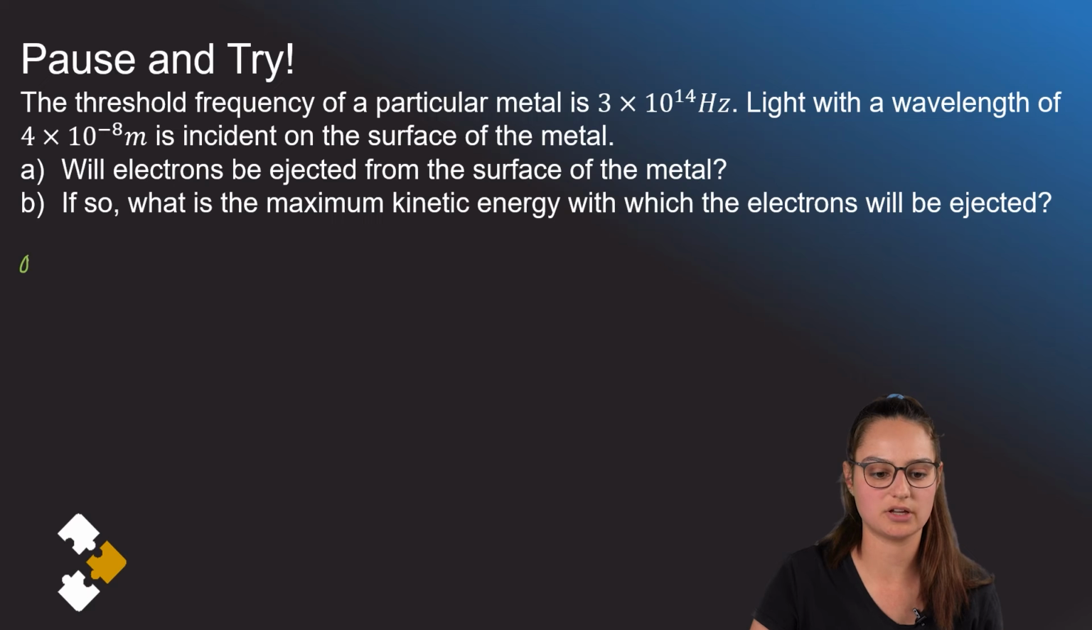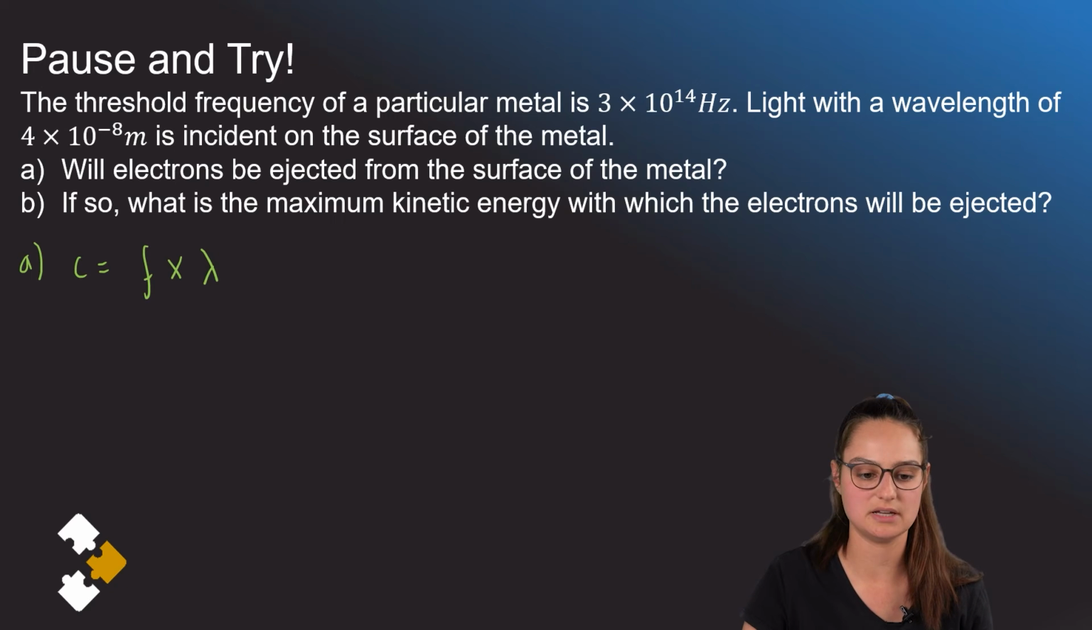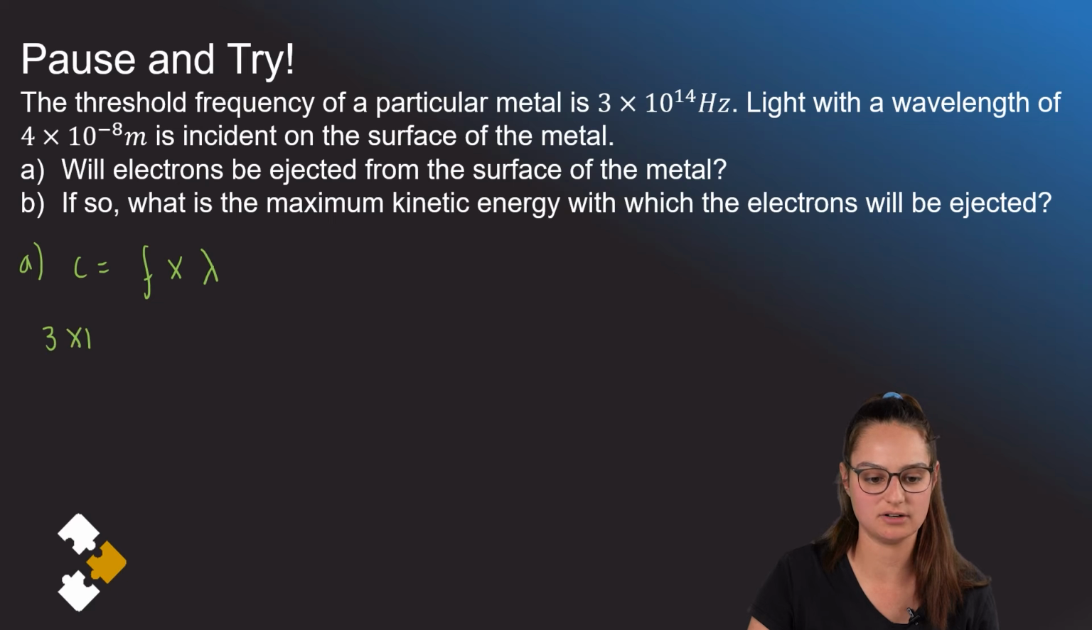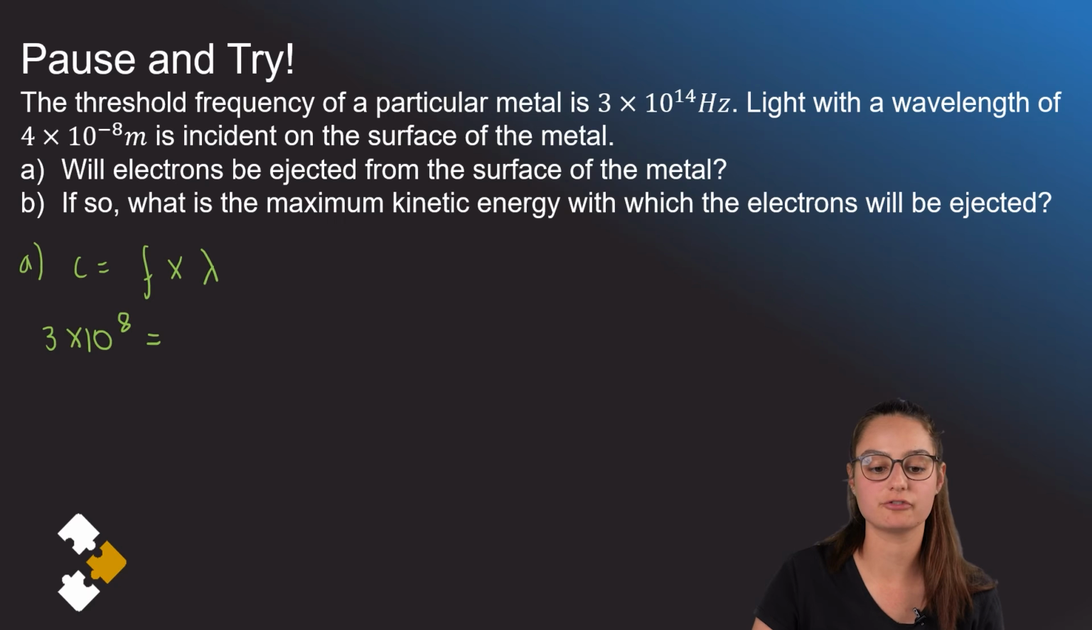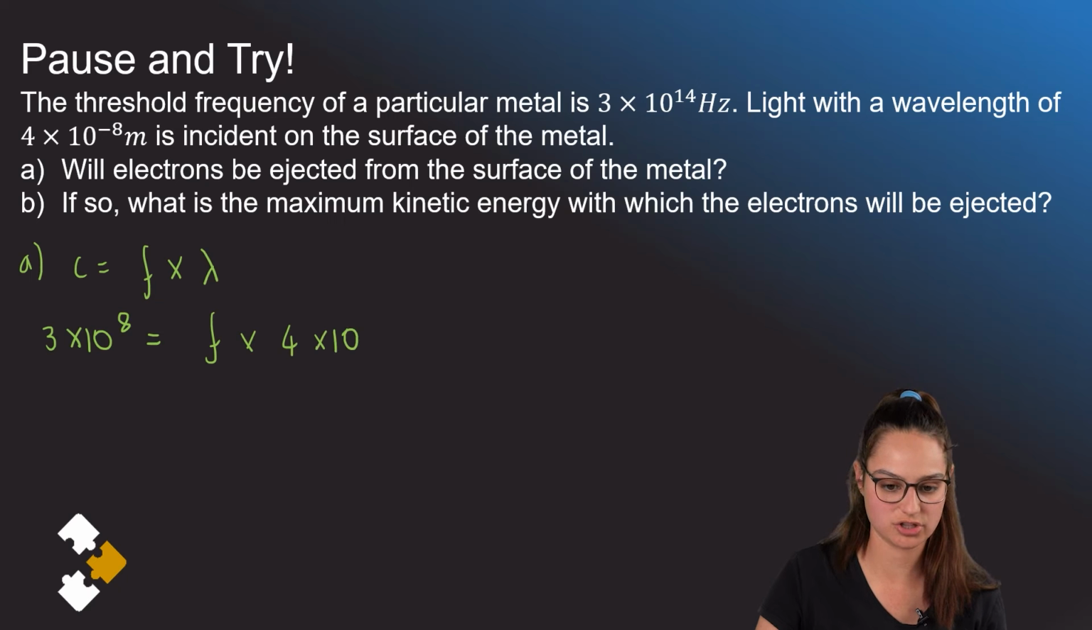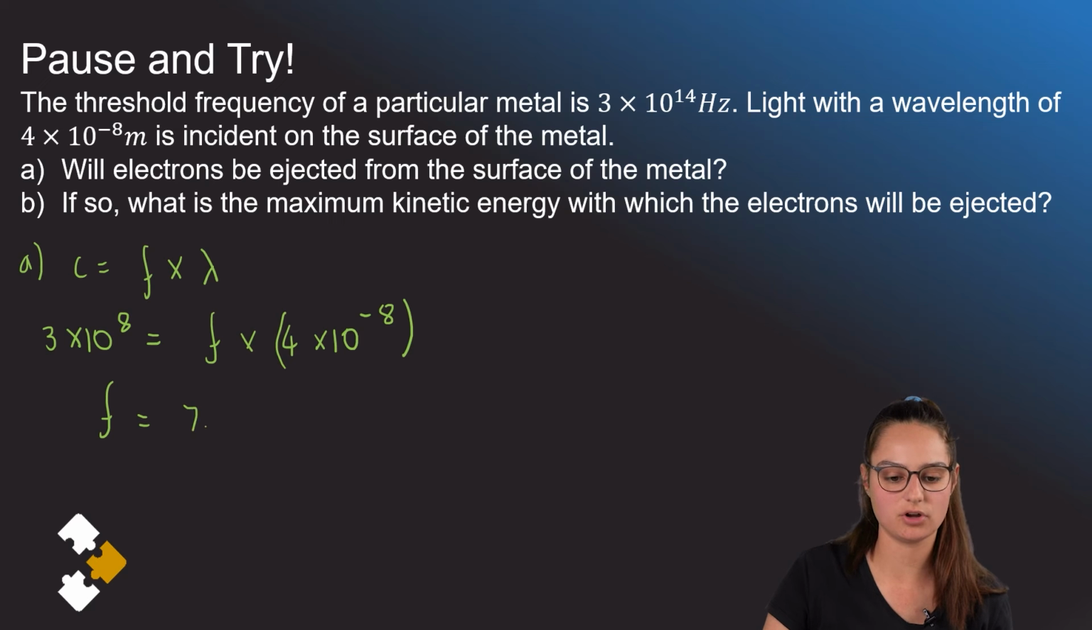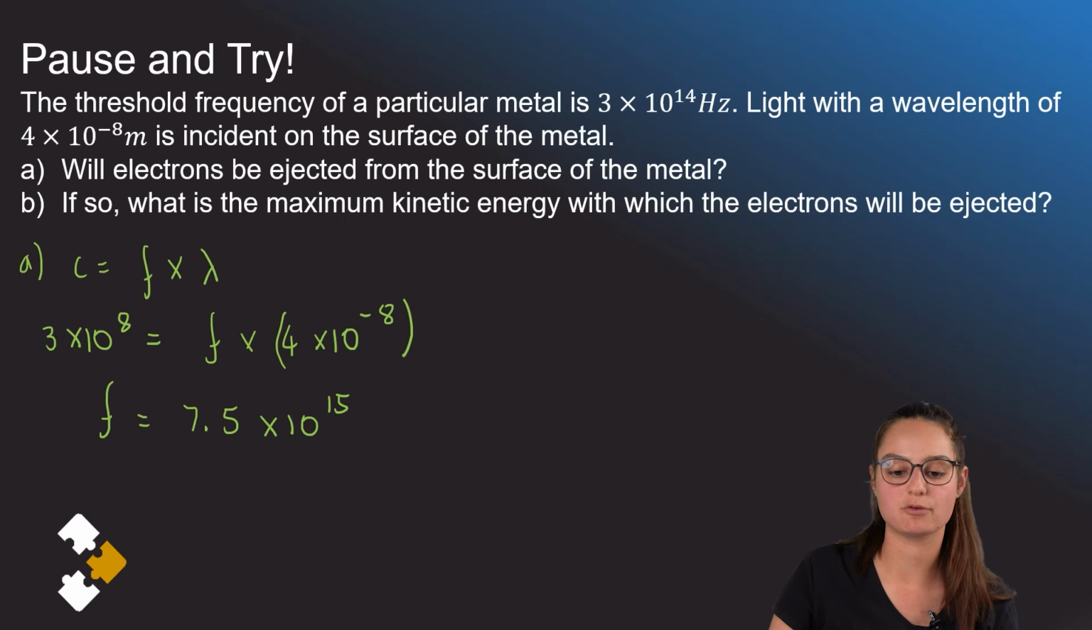Again, for A, we can use our equation: c is equal to the frequency times the wavelength, because we know what c is. c is just 3 times 10 to the power of 8. Our frequency is what we're looking for, and they've given us our wavelength, which is 4 times 10 to the negative 8 meters. Always use your wavelength in meters. So then if we calculate our frequency, we will get 7.5 times 10 to the 15, and remember frequency is always measured in hertz.